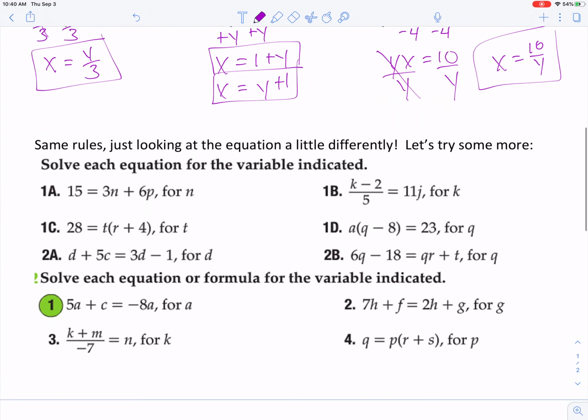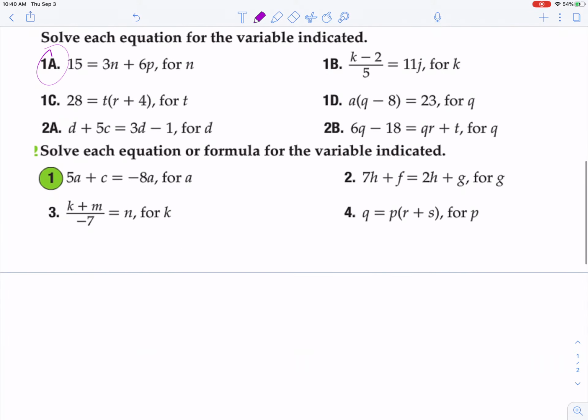Let's see. I think 1a looks kind of fun. Let's try that one. 15 equals 3n plus 6p. What I find helpful is to go ahead and highlight what it is I'm solving for. So I'm going to highlight this in. That'll help me keep track of it as I want to get it by itself.